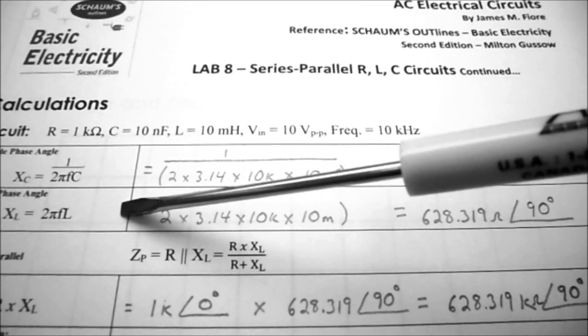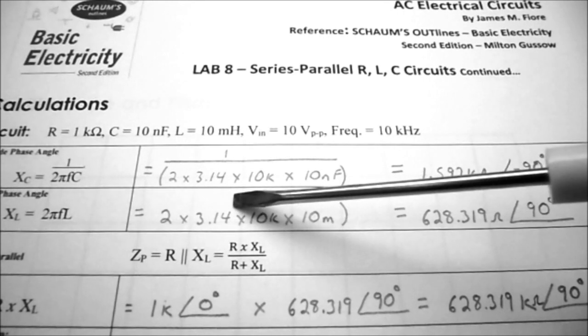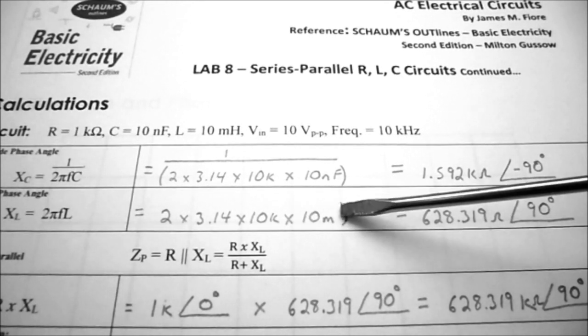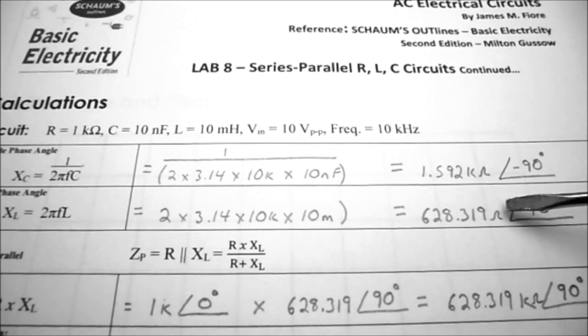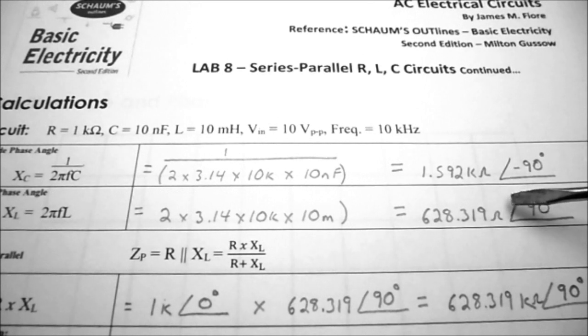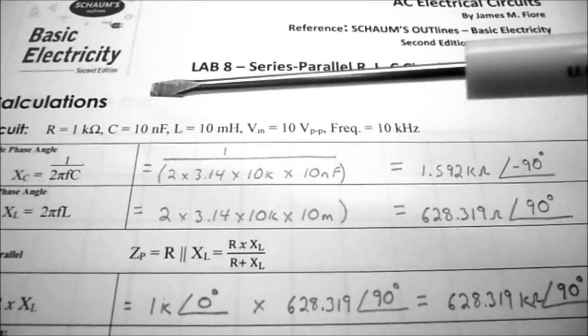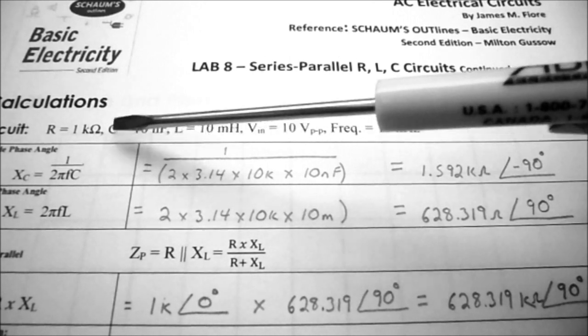Calculating XL is equal to 2 pi FL, so that's equal to 2 times 3.14 times 10k times 10 milli. And that's going to be equal to 628.319 at an angle of 90 degrees. Keep in mind, our resistor value R is 1 k ohms at an angle of 0 degrees.